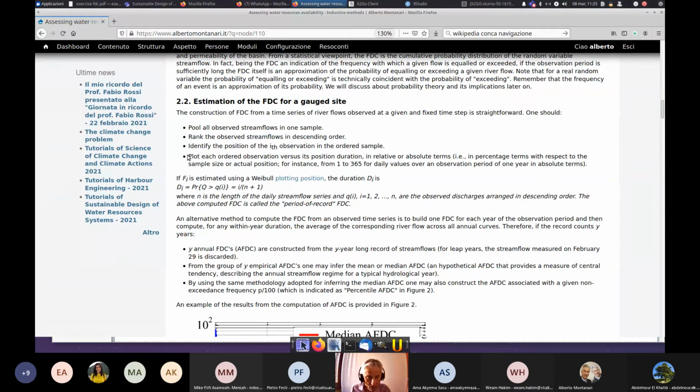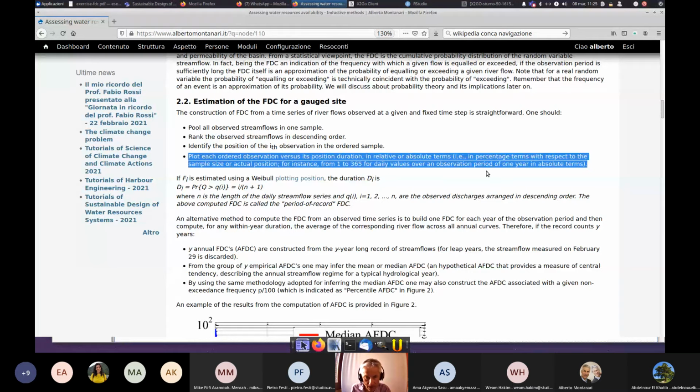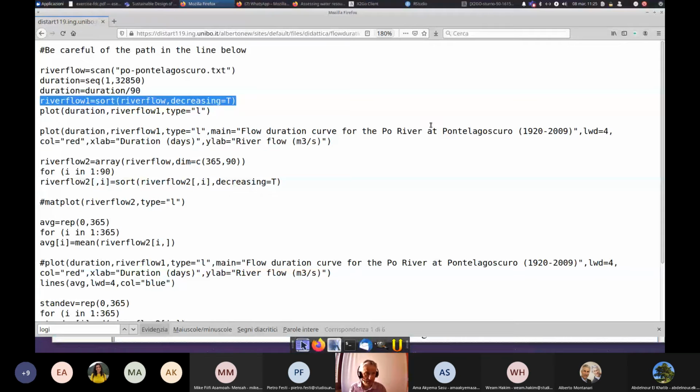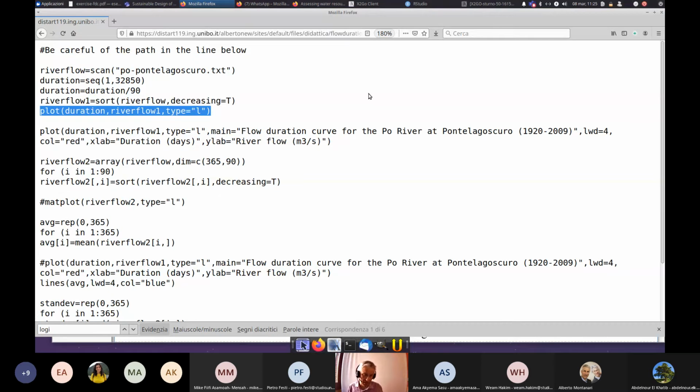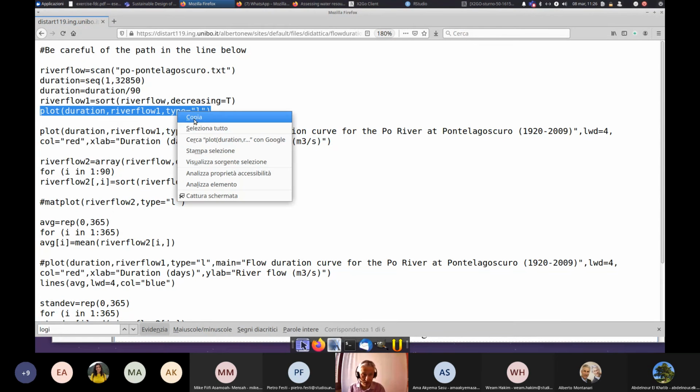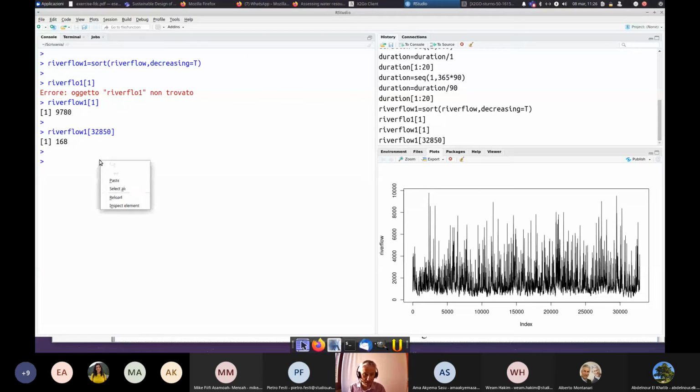And then what we have to do now is plot each ordered observation versus its position duration in relative or absolute terms. So what I have to do, let's now refer to the instruction, is plot duration, river flow one, type equal L. So the instruction plot takes as argument the horizontal axis first, the independent variable, which is duration, and then the vertical axis, river flow one, which is ordered, ranked in descending order. Let's copy this instruction, and let's go to R and let's paste it.